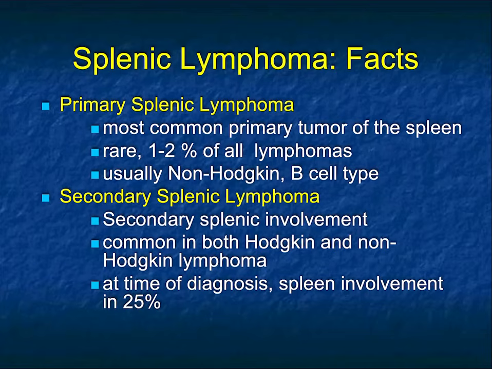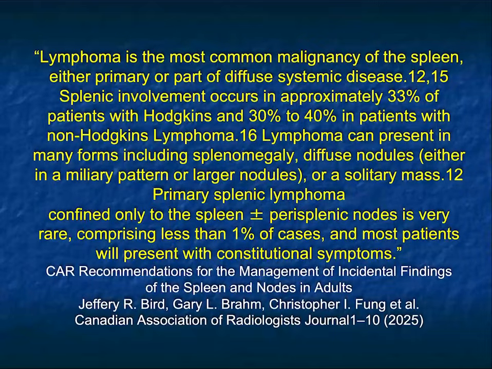And that's going to be lymphoma. Primary splenic lymphoma is the most common primary tumor of the spleen. It's rare. It's up to 2% of all lymphomas. It's usually non-Hodgkin's B-cell type. We also see secondary splenic lymphoma, and that's common in both Hodgkin's and non-Hodgkin's lymphoma. And with these cases, up to 25% of patients have splenic involvement, but they also have bulky nodes. They also have liver involvement.